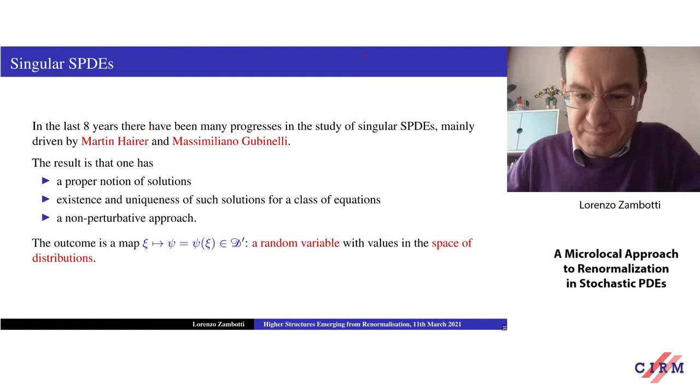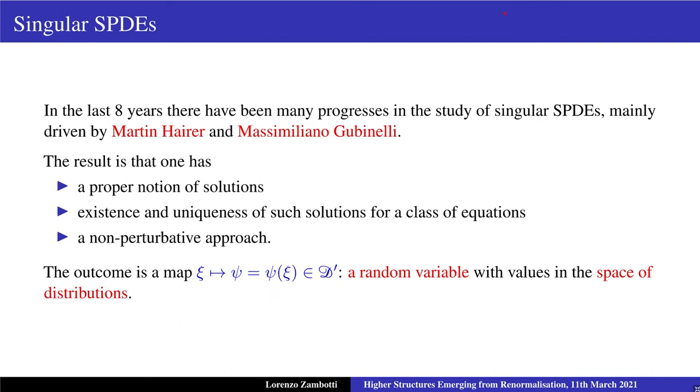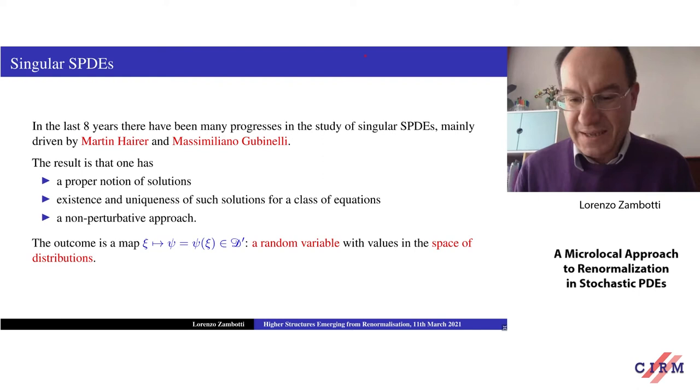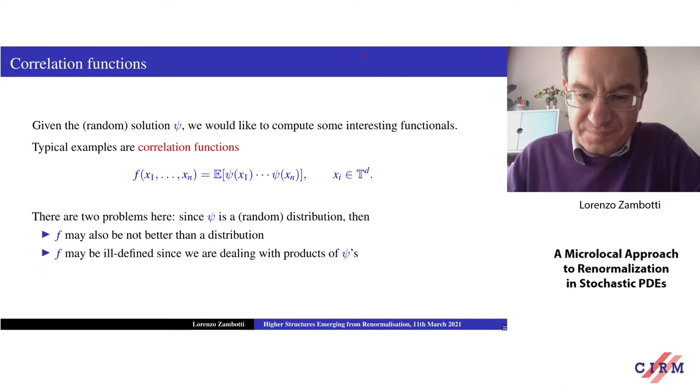Of course, in the last 8 years at least, there have been many progresses in this field. And I'm saying, again, on the probabilistic side of this discussion. And now we have even several proper notions of solutions. We have existence and uniqueness of such solutions, at least for a class of equations. And so this is very important, a non-perturbative approach. This has been one of the main successes of this theory. So what you obtain is really a random variable, a map from xi to psi of xi, and the random variable takes values in the space of distributions. So it's a random distribution as an object.